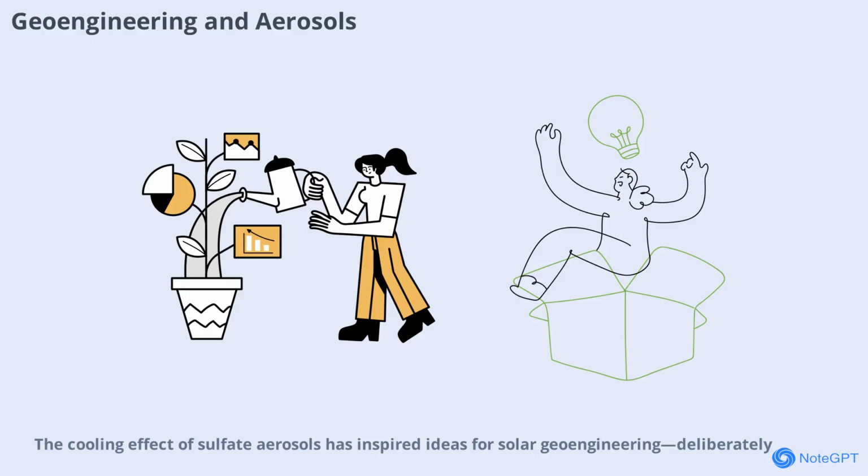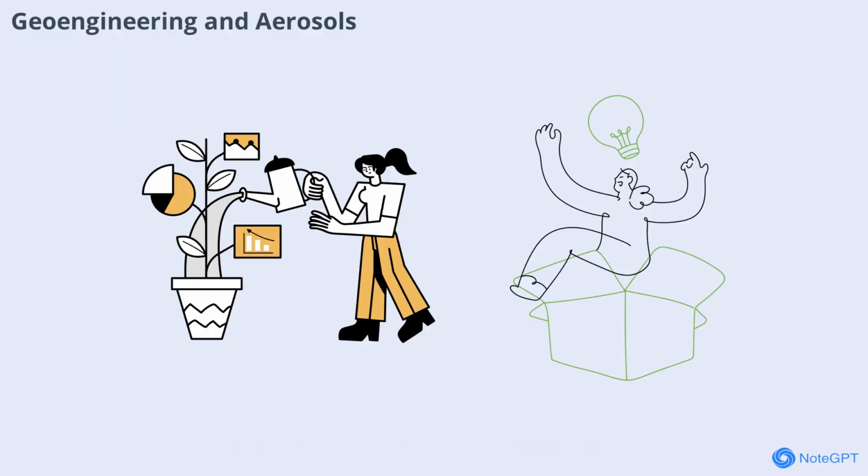The cooling effect of sulfate aerosols has inspired ideas for solar geoengineering, deliberately injecting particles into the stratosphere to reflect sunlight and cool the planet. While this could offset some warming, it wouldn't address other problems like ocean acidification and carries risks such as altering rainfall patterns. Geoengineering would require ongoing maintenance, and stopping it suddenly could cause rapid warming.